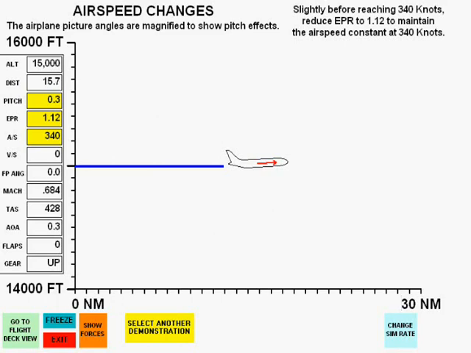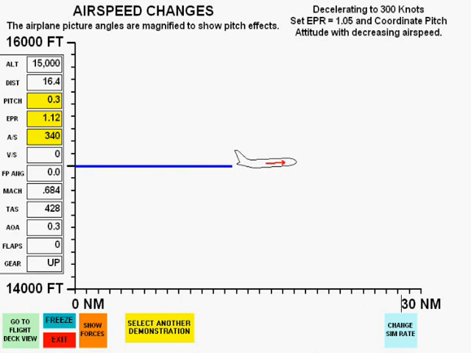Next, we will do an airspeed reduction. In order to decelerate to 300 knots, we will first set the EPIR to 1.05.